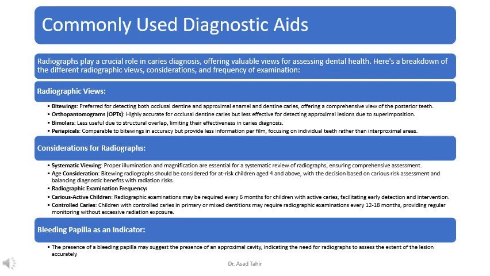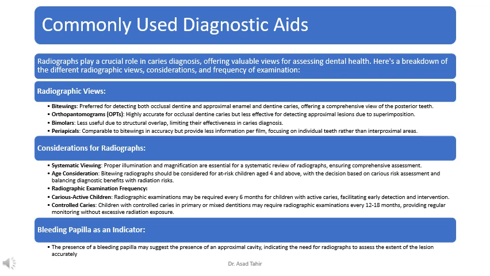Orthopantomograms, OPTs, are highly accurate for occlusal dentine caries, but less effective for detecting proximal lesions due to superimposition. Bimolars are less useful due to structural overlap, limiting their effectiveness in caries diagnosis. Periapicals are comparable to bitewings in accuracy, but provide less information per film, focusing on individual teeth rather than interproximal areas.